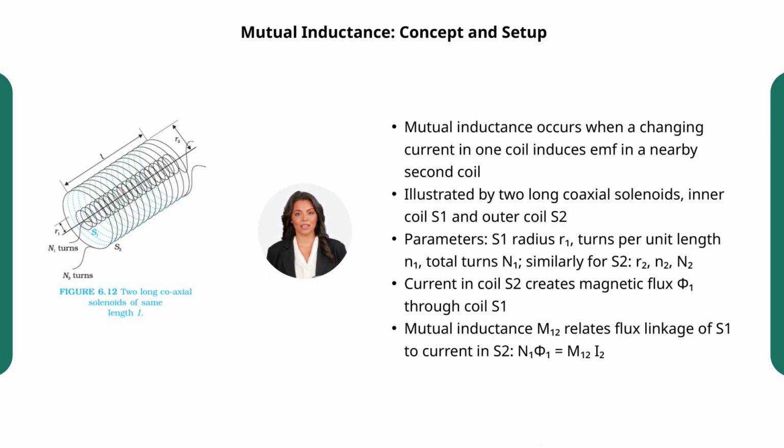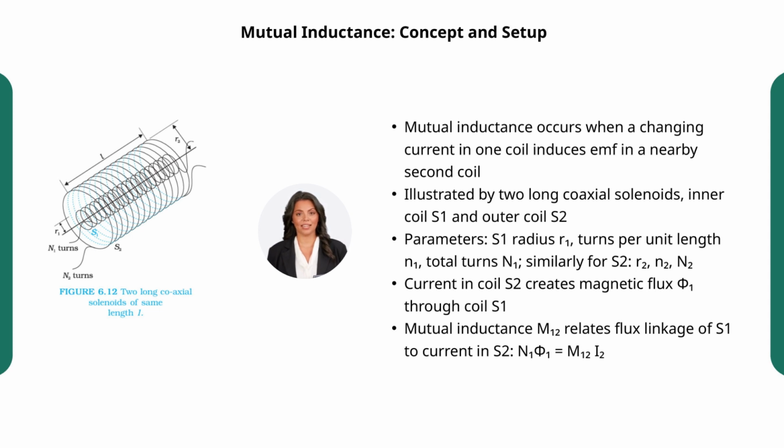Now, let's explore the important phenomenon of mutual inductance, where a changing current in one coil can induce an electric current or voltage in a nearby coil without direct electrical connection, with Figure 6.12. Imagine two long solenoids placed one inside the other along the same central axis. These are coaxial solenoids. We denote the inner solenoid as S1 with radius R1 and number of turns per unit length n1, and the outer solenoid as S2 with radius R2 and n2 turns per unit length. Total turns in each coil are N1 and N2 respectively.